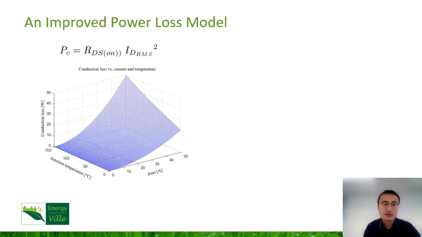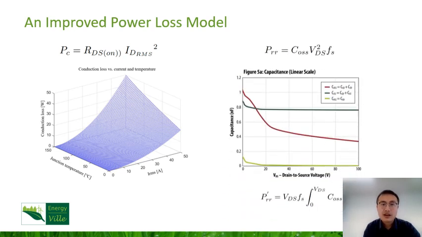Then, for reverse recovery loss, the output capacitance is a variable depending on the drain-to-source voltage. So, instead of taking output capacitance as a constant, an improved calculation method is shown in the equations below. The original equation can be replaced by an integration function. So, in this way, the traditional calculation model for power loss of transistors can be improved.